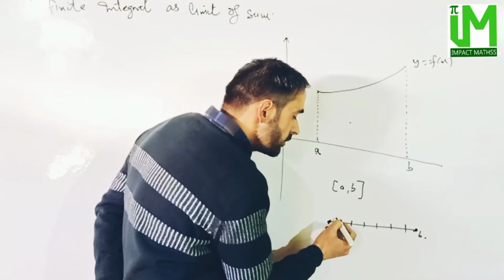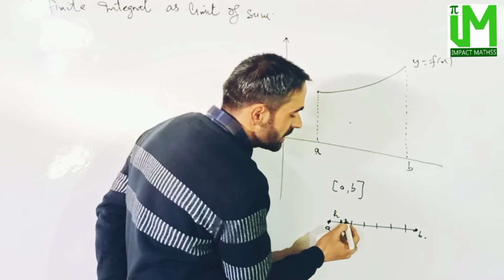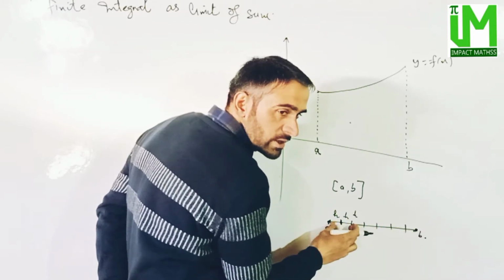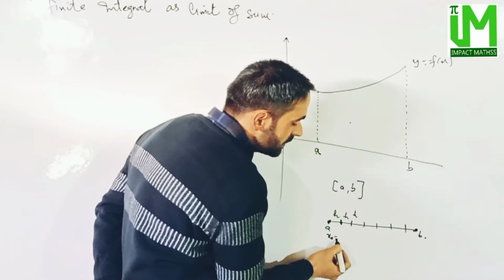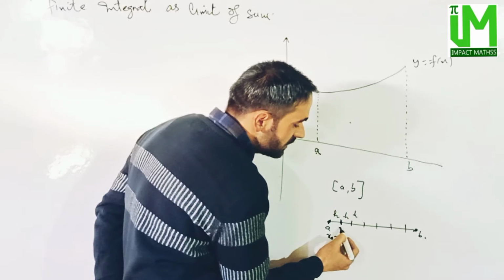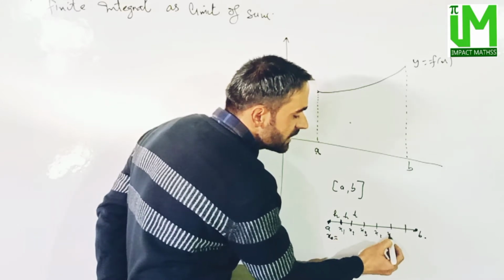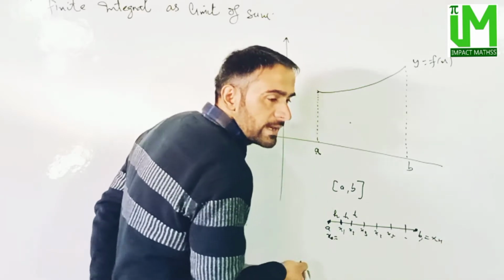Say the distance between each pair of consecutive points is h. This distance is the same for every interval, so the length is the same. So this is x naught, this is x1, this is x2, this is x3, this is x4, this is x5, up to b, which is equal to xn.